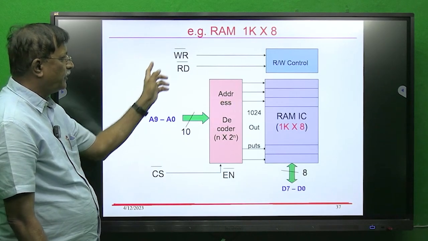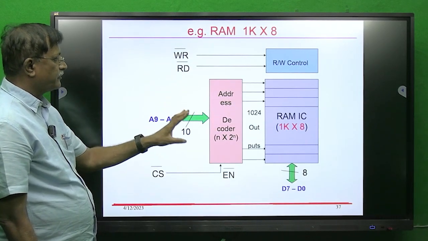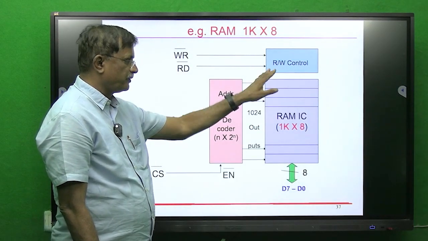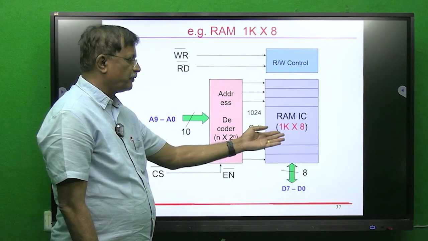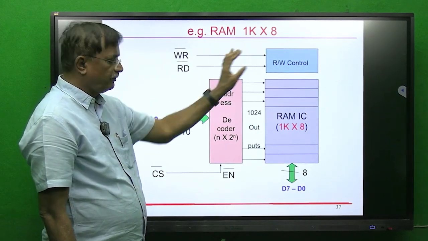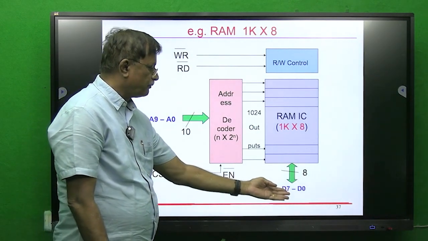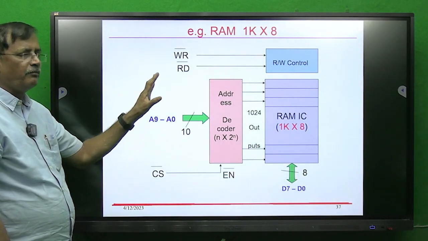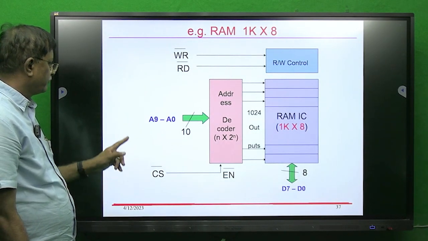So the memory IC will have this circuit which consists of an address decoder and a register array. A set of registers will be there. It depends on the capacity of the IC. And a read-write control signal unit will be there, and the data pins and address pins will be there. So this is the normal structure of a RAM IC.